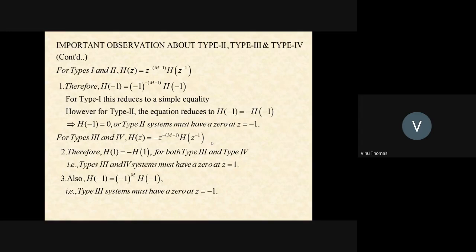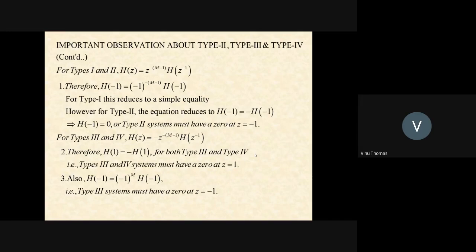Now, therefore, if I put z equal to 1, you can write H of 1 is equal to minus of 1 raised to minus M minus 1 into H of z raised to minus 1. So 1 raised to any number is 1 itself. So you can write this as H of 1 is equal to minus of H of 1 for both types 3 and type 4.